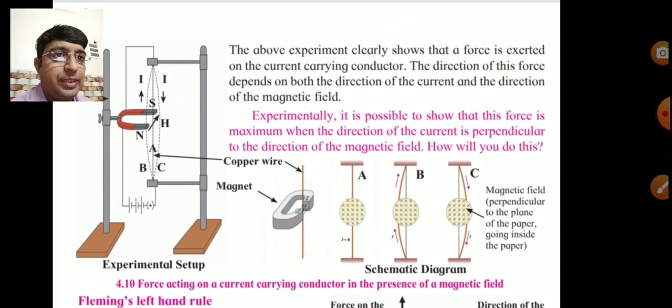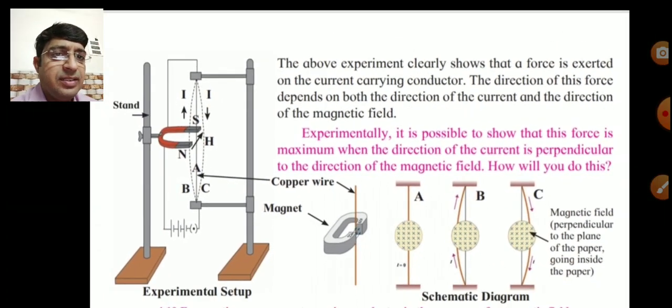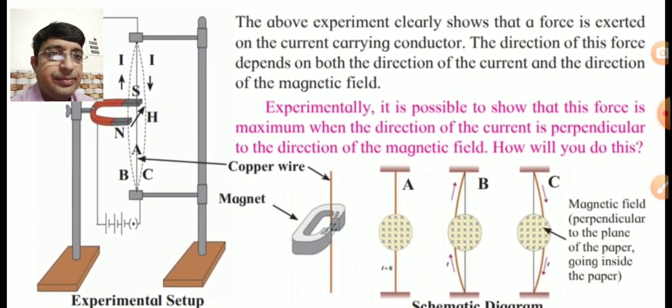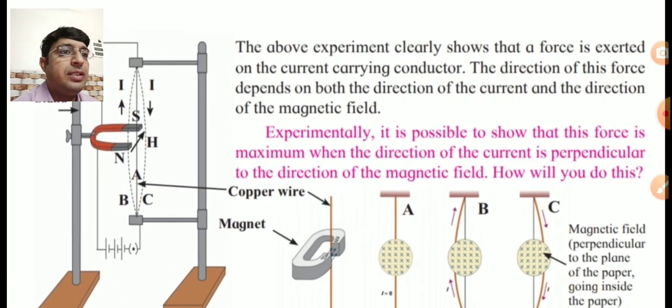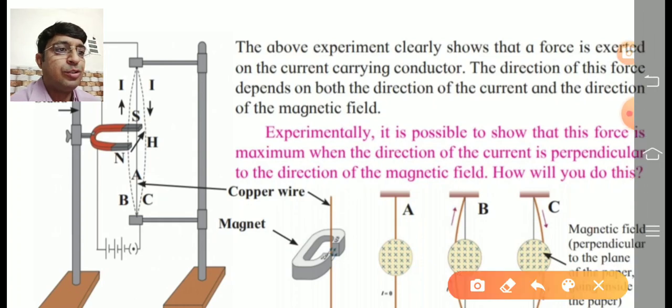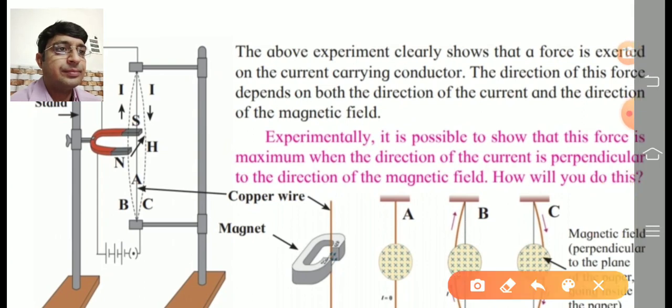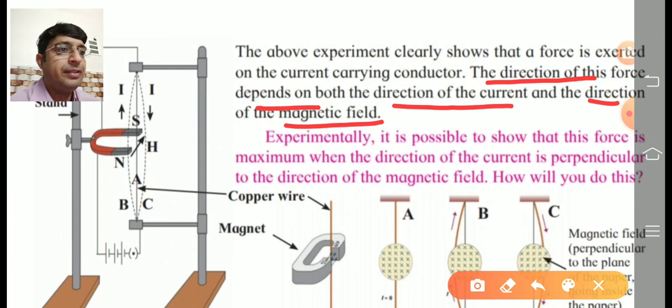An activity is given related to the explanation. Check this, this is a figure related to it. All connections are given. The above experiment clearly shows that a force is exerted on the current carrying conductor. The direction of this force depends on both the direction of the current and the direction of the magnetic field. So you make an underline there. The direction of this force depends on two factors. Which ones? Direction of current and, second, direction of magnetic field.